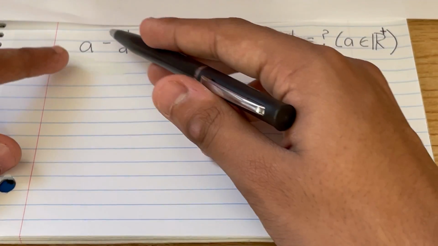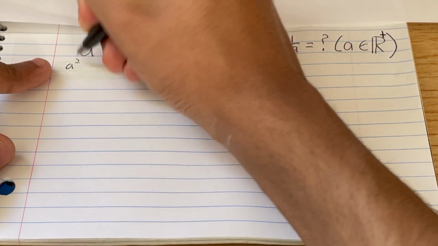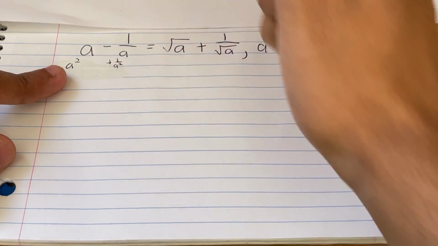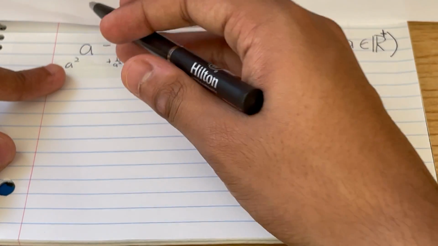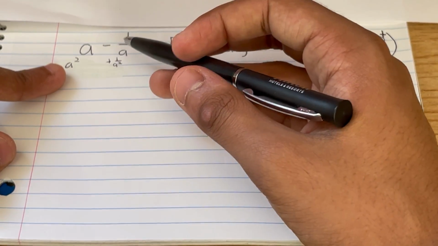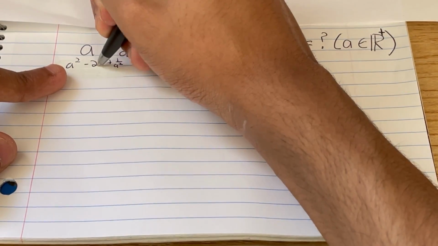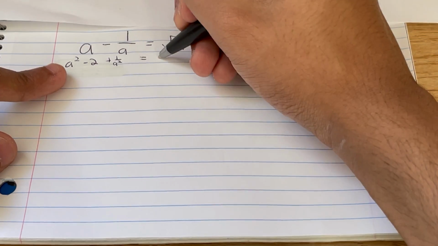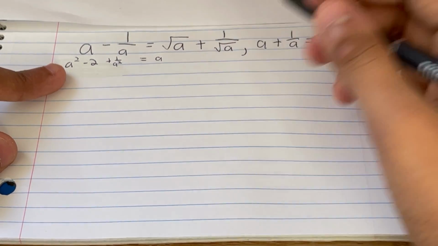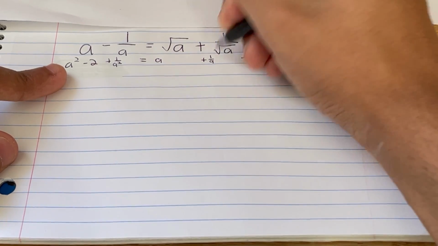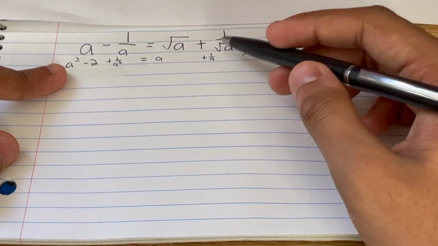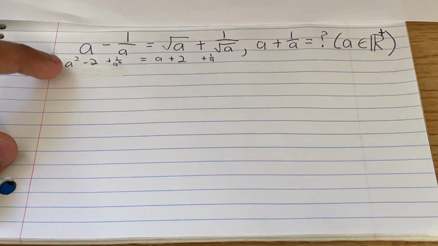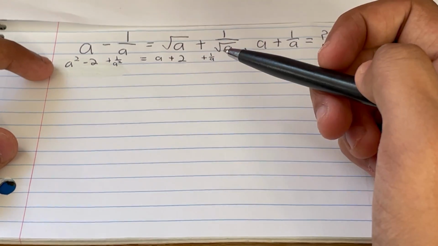Let's square both sides. On this side, you're going to get a squared, obviously, plus 1 over a squared. And then in the middle term, you're going to get minus 2 times a times 1 over a, but a times 1 over a is just 1, so you're just going to have a minus 2 as the middle term. Now on this side, you're going to get the square root of a squared, which is just a, 1 over the square root of a squared, which is just positive 1 over a, and then you're also going to have the square root of a times 1 divided by the square root of a times 2, which is just plus 2 as the middle term. And now we have a plus 1 over a.